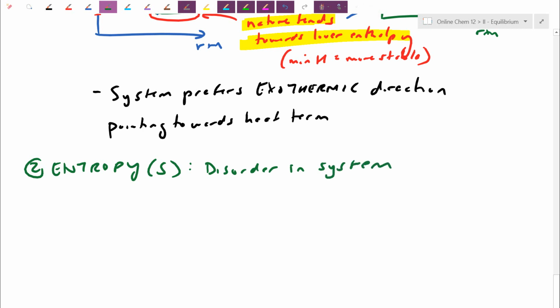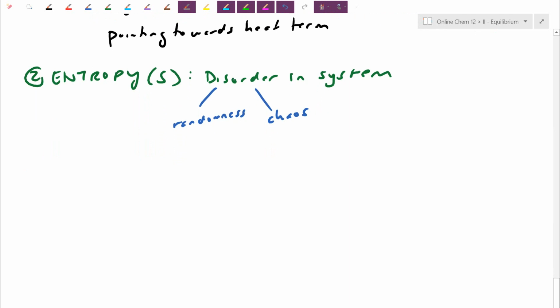There's a couple other words that are associated with this disorder. Sometimes we refer to the entropy as the randomness. Sometimes we refer to it as the chaos. Okay, so how messy the system gets, right? And this one here, again, we're only doing a really simplified picture of entropy.